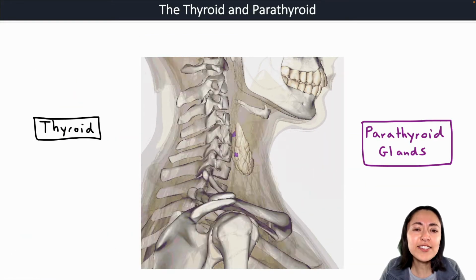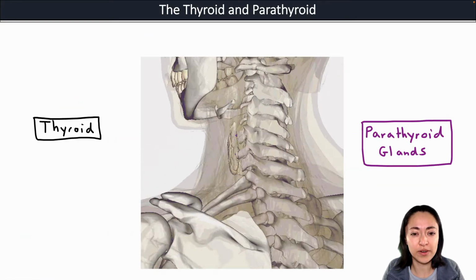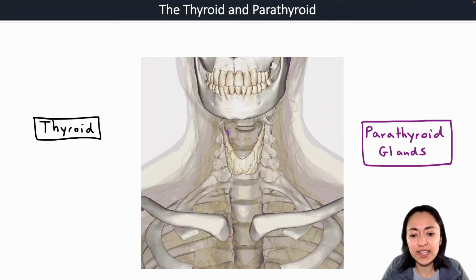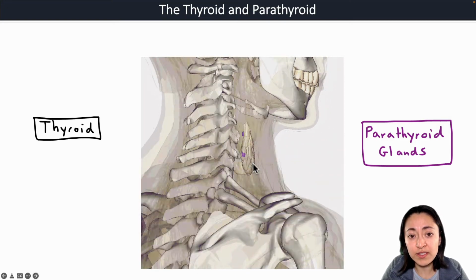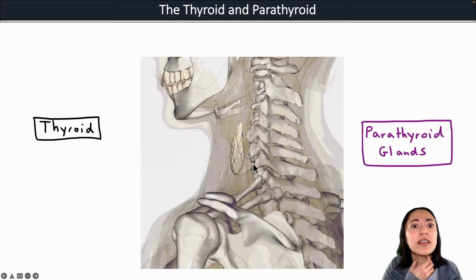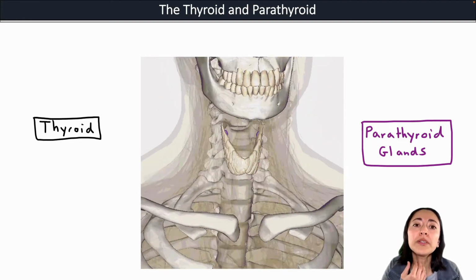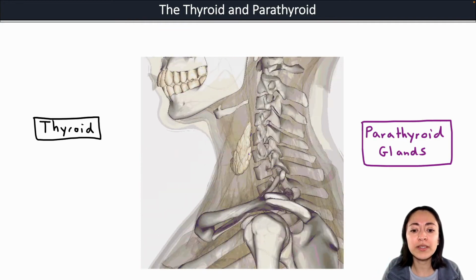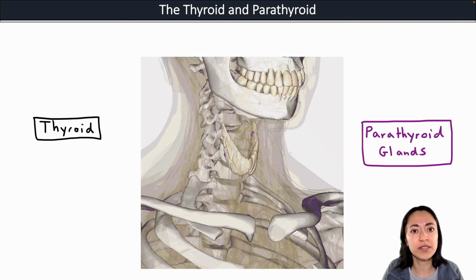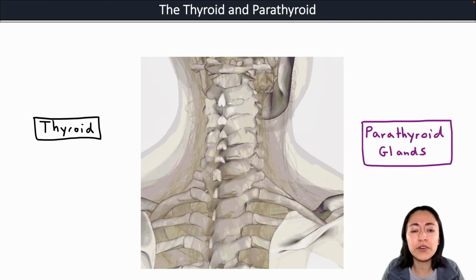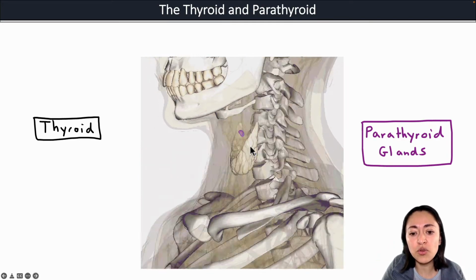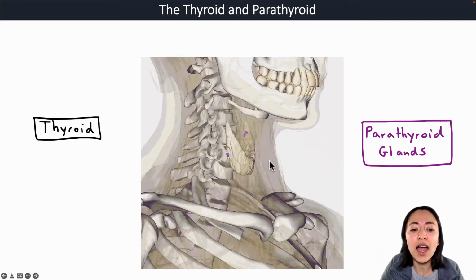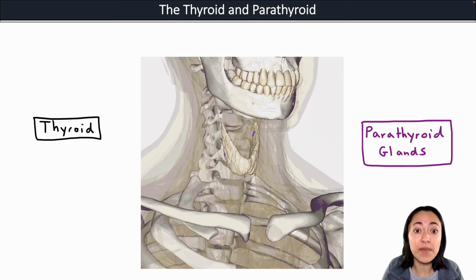Now let's look at the thyroid and parathyroid glands. The thyroid gland is this large organ that you see here in this image. It's located in the front of your throat, right below your larynx or your voice box. The parathyroid glands are 4 clusters of cells located on the posterior side of the thyroid gland. And you can see the parathyroid glands highlighted in purple in this animation here.